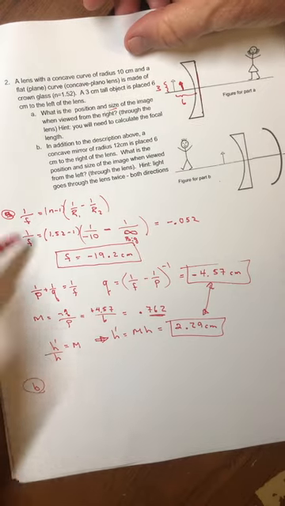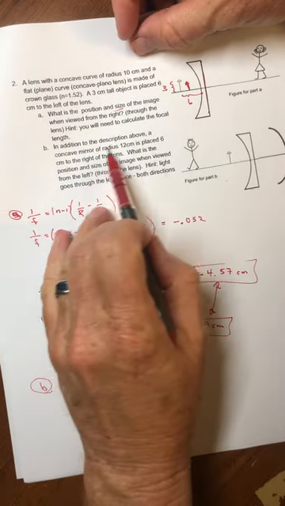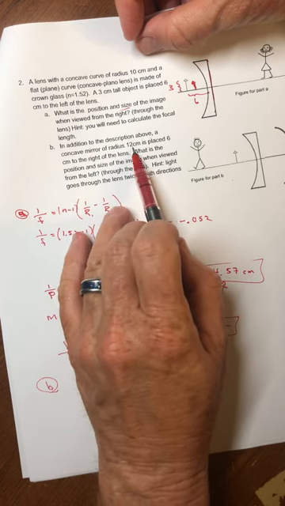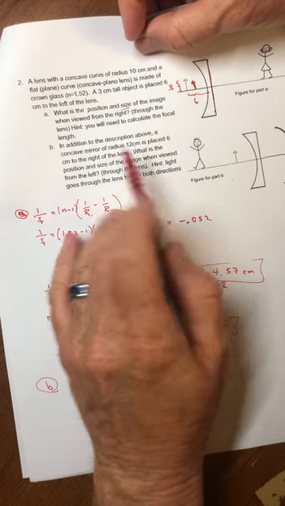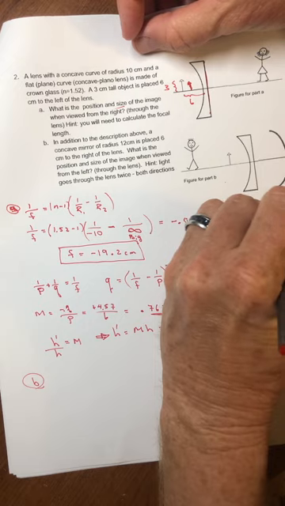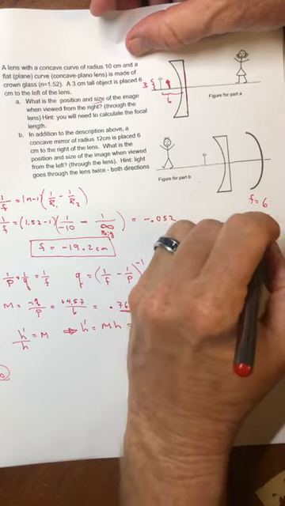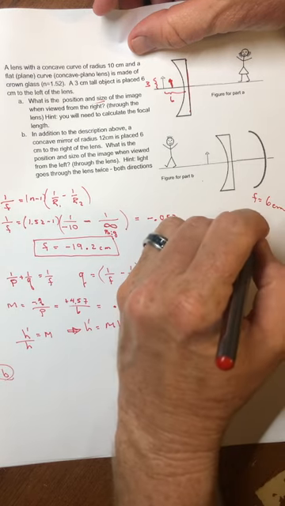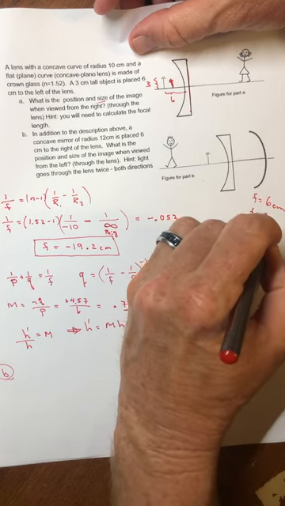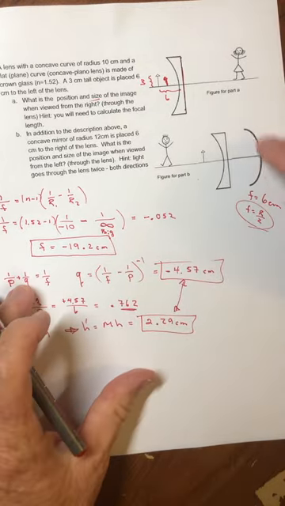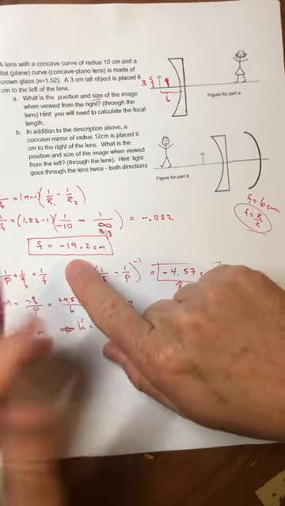Although the reality is I need this first information, because it says, in addition to the described above, now we put a concave mirror of radius 12. And let me stop right there, because that means the focal length for the mirror is 6 centimeters, remembering the focal length is half the radius of curvature. So getting the focal length of a mirror was a lot easier than the lens.